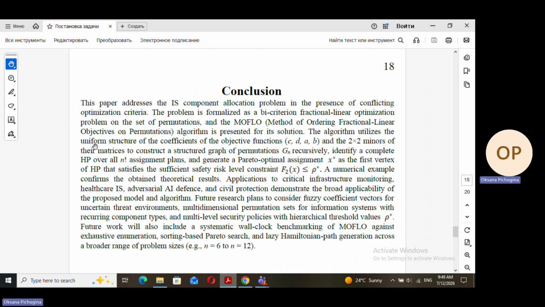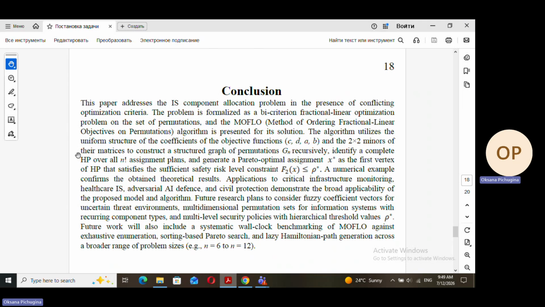In conclusion, we formulated component allocation as a bicriterial fractional linear optimization problem on permutations, and proposed the method MoFlow for its solution. The method combines exploiting specific matrix minors, a permutation graph, and a Hamiltonian path traversal with a security filter. Applications include critical infrastructure, intelligent healthcare systems, adversarial AI defense, civil protection, etc.